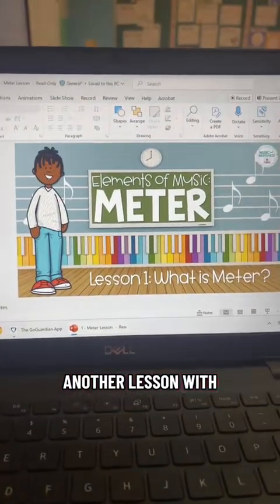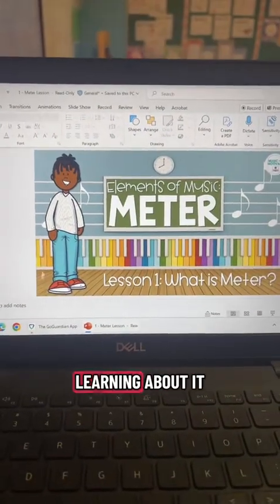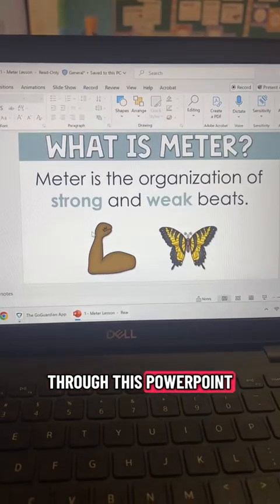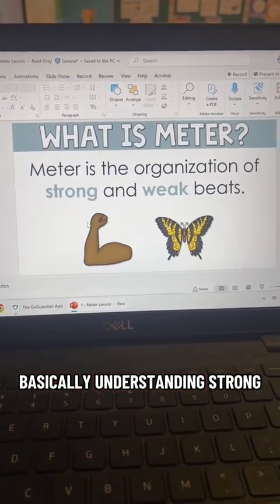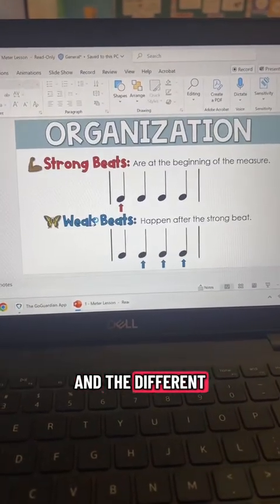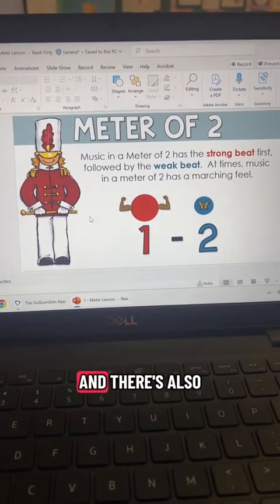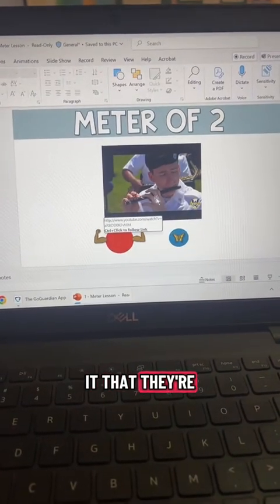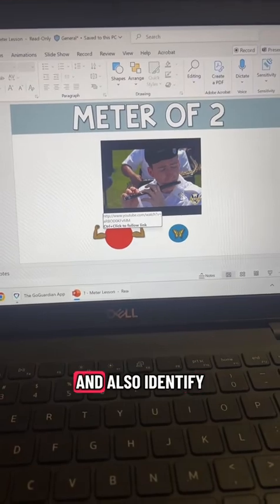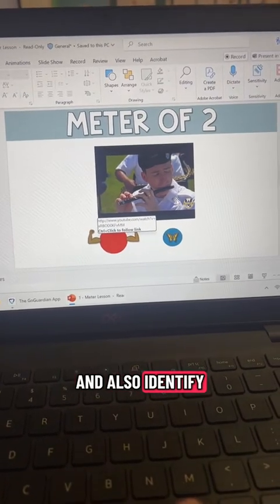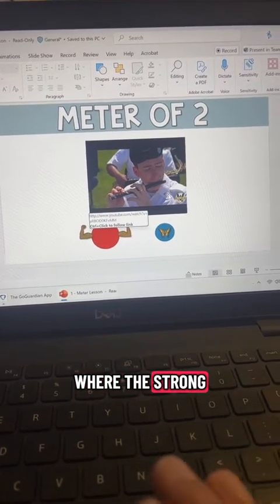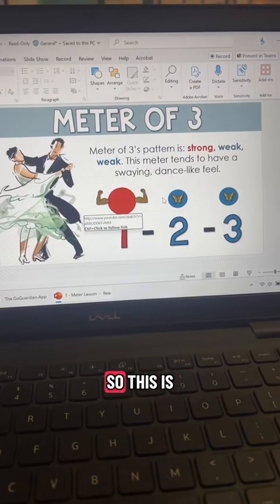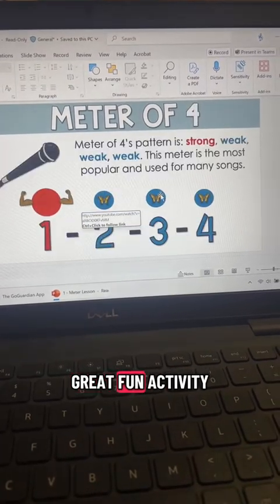Another lesson with meter, first and second grade will be learning about it through this PowerPoint, basically understanding strong and weak beats and the different types of meters. And there's also videos along with it that they're going to move to and also identify where the strong and weak beats are. So this is going to be a great fun activity for them.